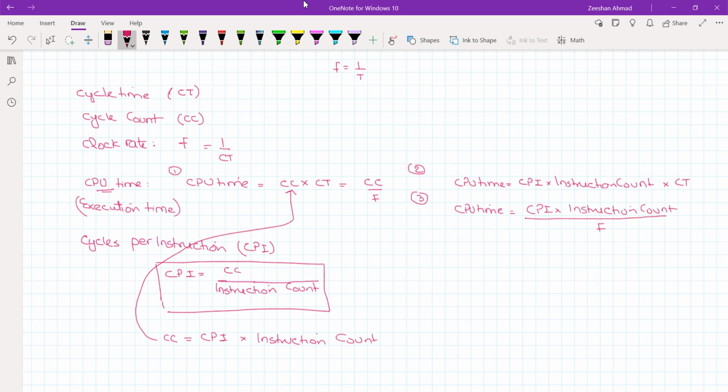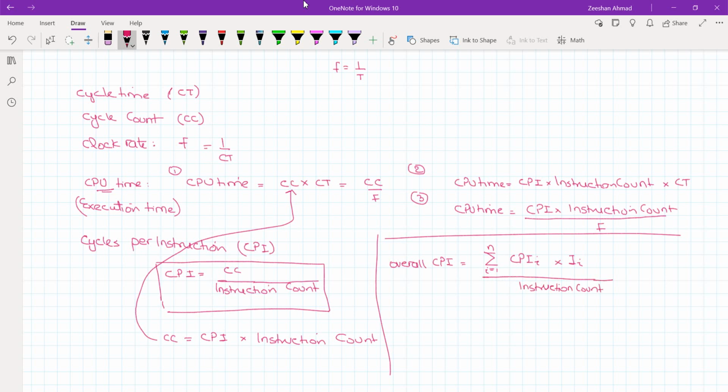Similarly, another formula which we have is the overall CPI. The overall CPI is equal to the summation from i equal to 1 to n of the CPI of any instruction of type i multiplied by I of i, where I of i is the number of times an instruction of type i came in a program or for a certain task, divided by the instruction count. I of i is basically the occurrence of an instruction of type i here.